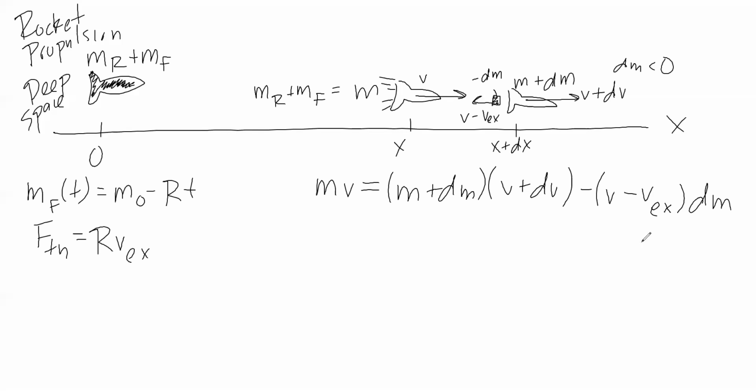So now we can look at plenty of things that can cancel. Well, let's factor everything out first. So foiling that first term gives us mv plus m dv. Again, m and v are both functions of time, plus v dm plus dm dv.